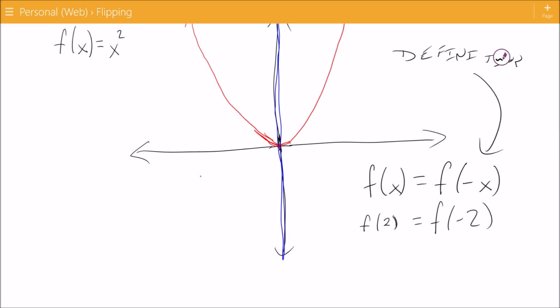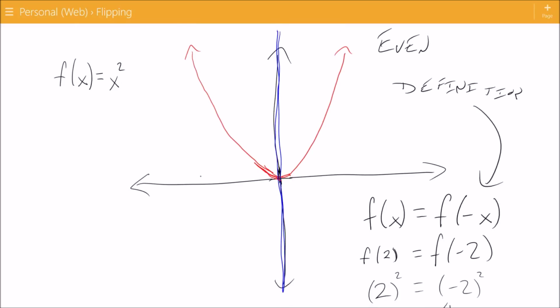And let's plug this in. So f in this case, this function, is really just 2 squared equals negative 2 squared, if this holds true. Well, 2 squared, that is simply 4, and negative 2 squared is 4. There we go. It's true. 4 equals 4. At least it did the last time that I checked. So these are equal to each other. This is the definition of an even function.